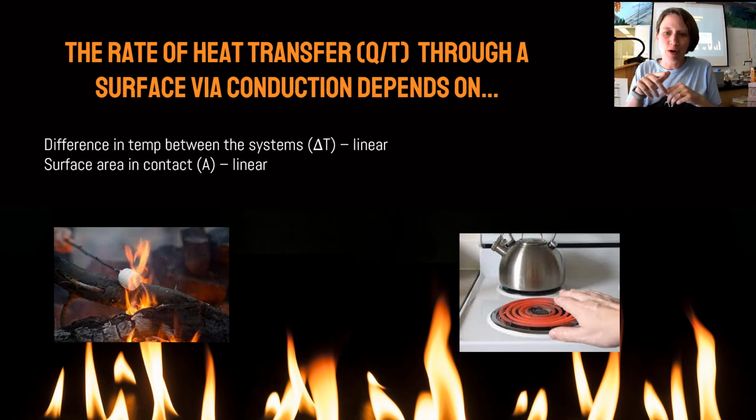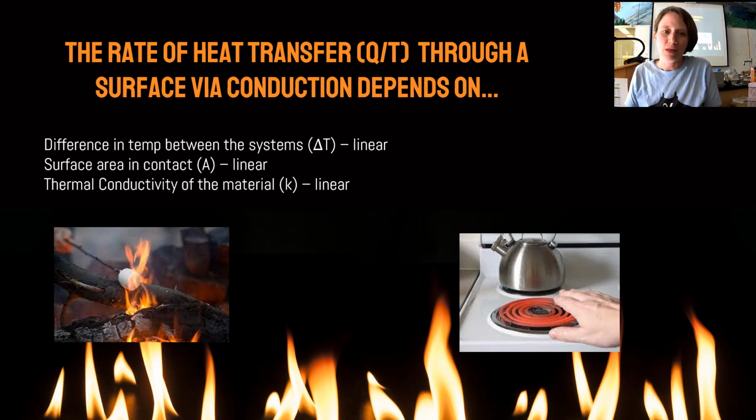This is why we make teapots and burners really big. They transfer energy through more surface area, which lets it happen more efficiently and lets us heat up our stuff faster. The third is something called the thermal conductivity of the material. Some materials allow energy to go through them easier than other materials.